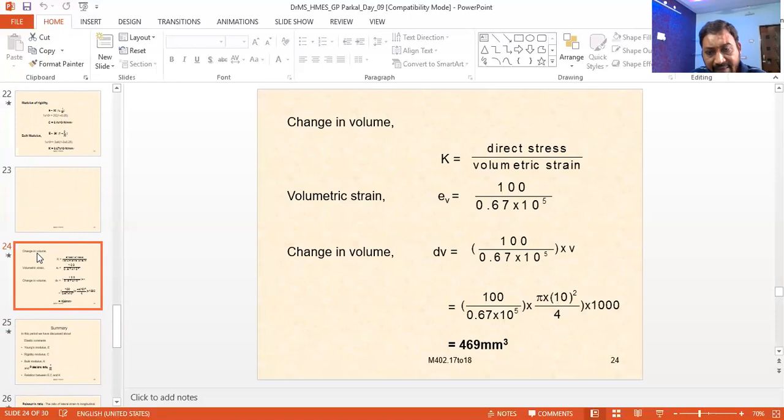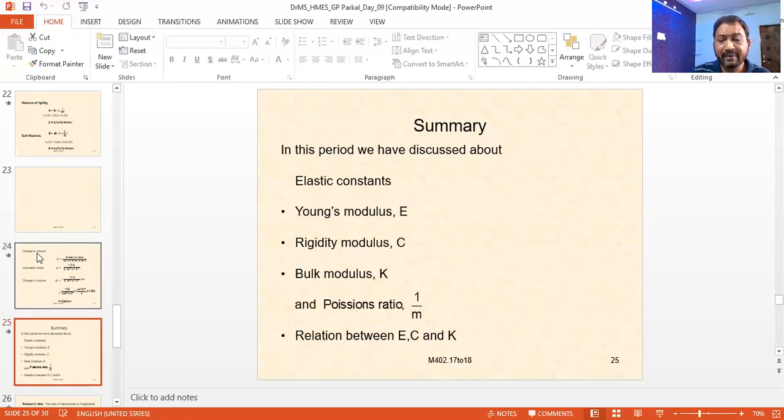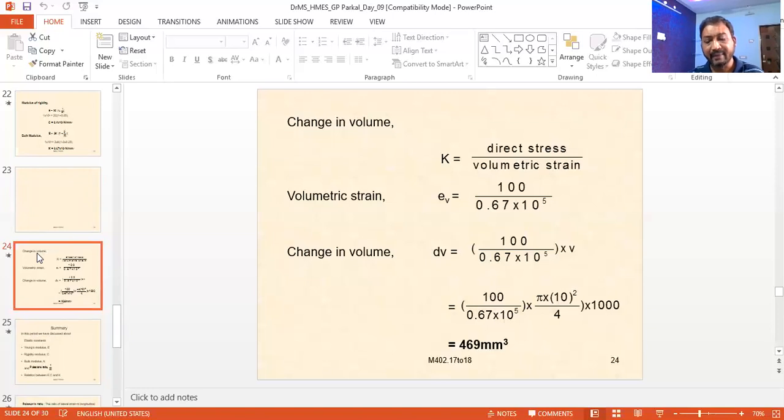Therefore, dV is equal to 100 by 0.67 into 10 power 5 into V, whereas V is nothing but the initial volume of the bar, that is the area into length. So here the area is equal to pi by 4 into 10 whole square, that is 10 diameter, and length is equal to 1000 millimeters. So that is the volume. So the change in volume will become 469 cubic millimeters. So this is the change in volume of the given bar under the given conditions.